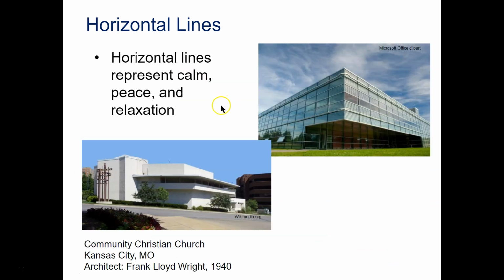Here we see horizontal lines being used. This community Christian church in Kansas City, Missouri, made by very famous architect Frank Lloyd Wright, is all about this part of it right here, this really low, wide, overhanging area. There's not a lot of windows all over the building, but in this place, we see that if you're inside looking out, all you see is the outside, and it brings it in. Horizontal lines. It's not a very tall building. It's a very low building with long horizontal lines.